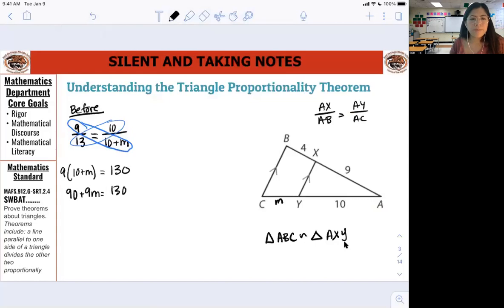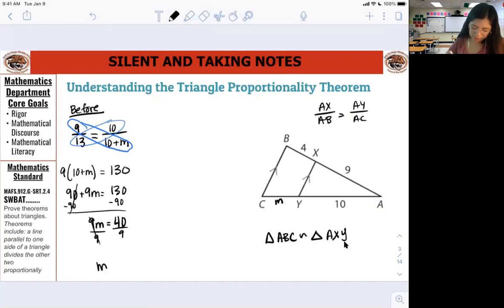What do I do here? Subtract 90. Good, subtract 90. What's 130 minus 90? 40. Wait, 40. Where did y'all say 20? And then we divide by 9. We got 40 over 9.